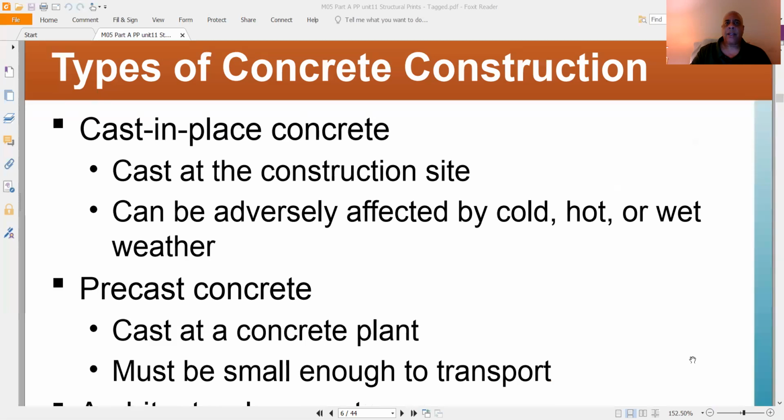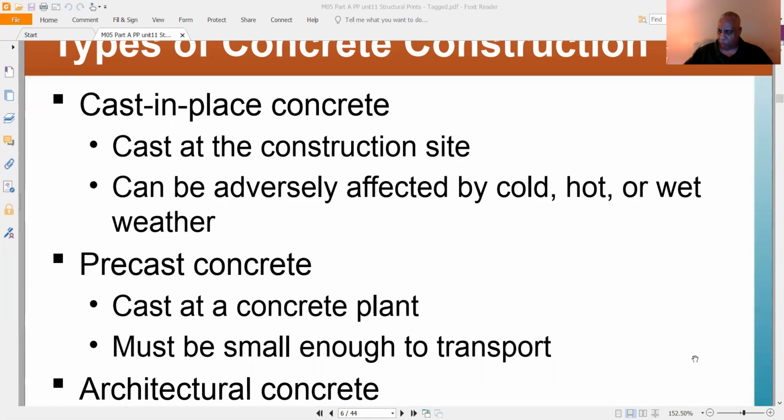Okay, types of concrete construction. Well, you have what we call cast in place concrete, which you basically cast your structure at the construction site. Now, for the most part, when it comes to casting in concrete, you're going to have weather. So cast in place concrete can be affected by cold, hot, or wet weather.